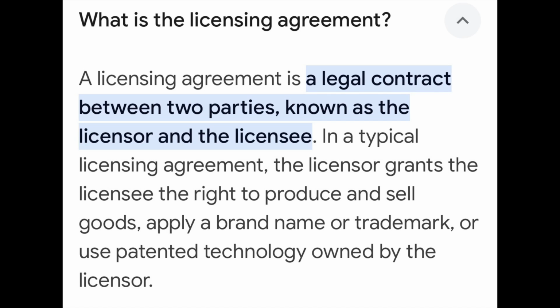In a typical licensing agreement, the licensor grants the licensee the right to produce and sell goods, apply a brand name or trademark, or use patented technology owned by the licensor, which is you. Okay, what is it? It's a contract. You're going to rent your idea to a company, and every time they sell your product, your idea, they're going to pay you a royalty. It's as simple as that.